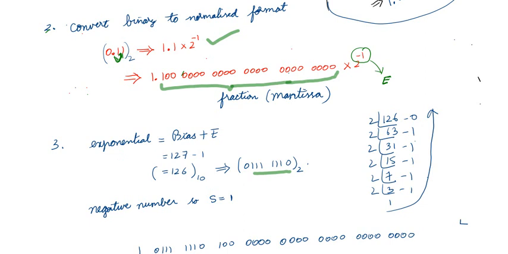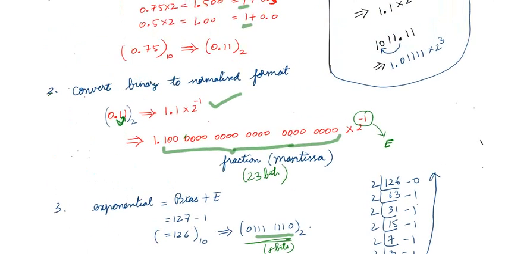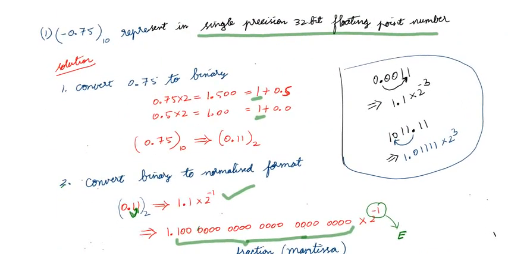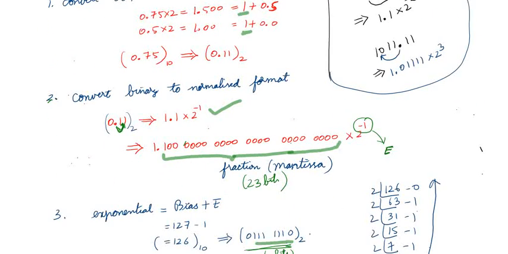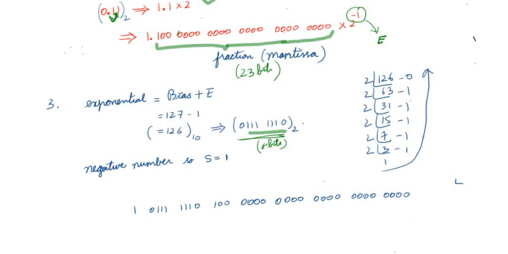Fractional part is of how many bits? Fractional part is 23 bits. Exponential is how many bits? 8 bits. Okay, then what about the sign bit? Look at the question. The question is minus 0.75. Minus is a negative sign. So the sign bit is 1 for the negative number. If it is a negative number, the sign bit becomes 1, right? If it is a positive number, the sign bit is 0, right? In this case, a negative number.